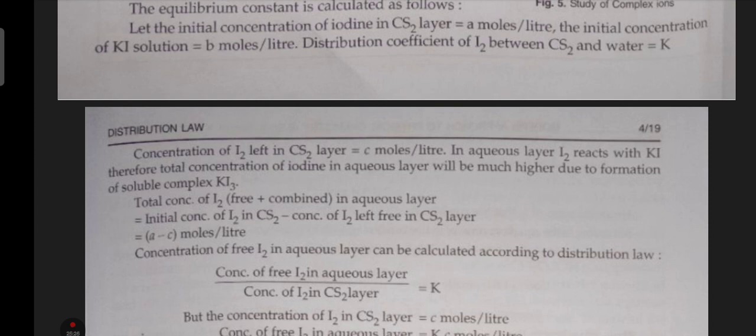The aqueous layer of I2 reacts with KI. Therefore, the total concentration of iodine in aqueous solution will be much higher due to the formation of stable complex KI3. The total concentration of I2, free or combined, in the aqueous layer is equal to the initial concentration of I2 in CS2 minus the concentration of I2 left free in CS2, that is A minus C mole per liter.